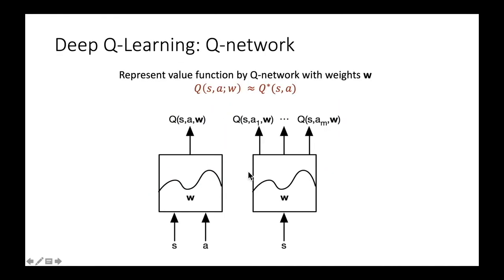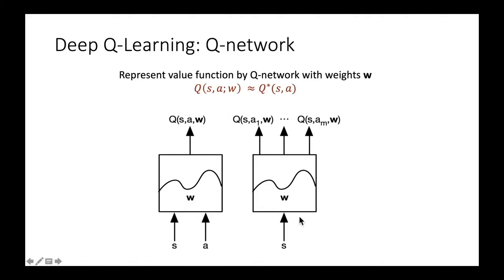So there are two ways in which you can set up the Q network, right? One is, as you just said, that the input to the deep neural network is the state and the action, and the output is the Q value for that state action parameterized by W, which means that if there are a large number of actions, we will have to do multiple forward passes, one with each action, in order to obtain the Q value and then take the action that gives the maximum Q value.